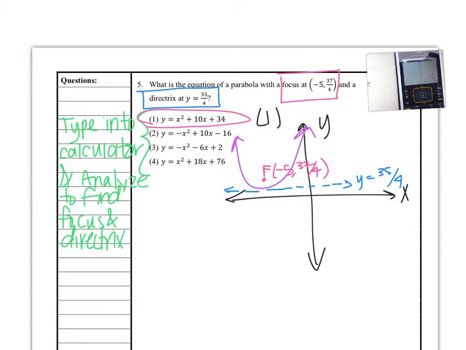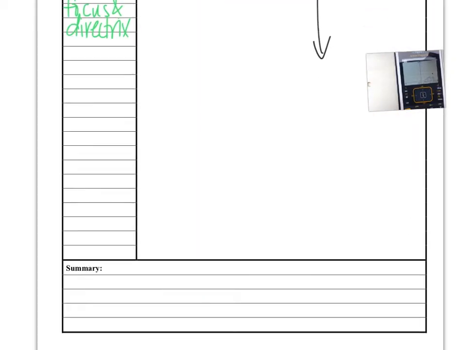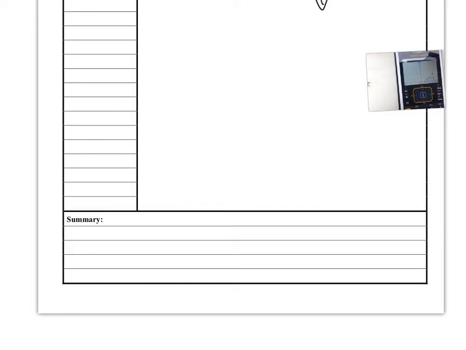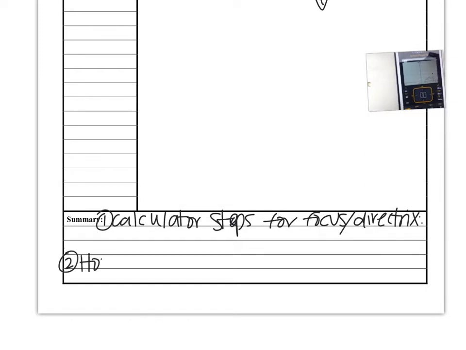Okay, so down here at the bottom, you should be talking about anything that you learned, anything that you want to talk about. Maybe what are the calculator steps for finding the focus and directrix? And then also maybe talking about how to identify the vertex by hand. That was like our example 1.